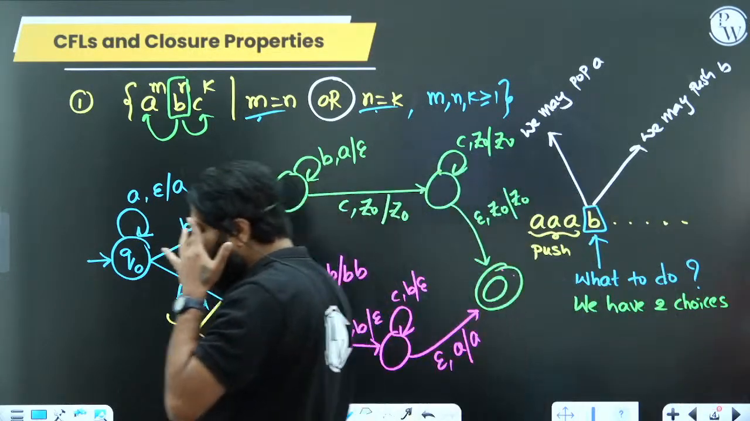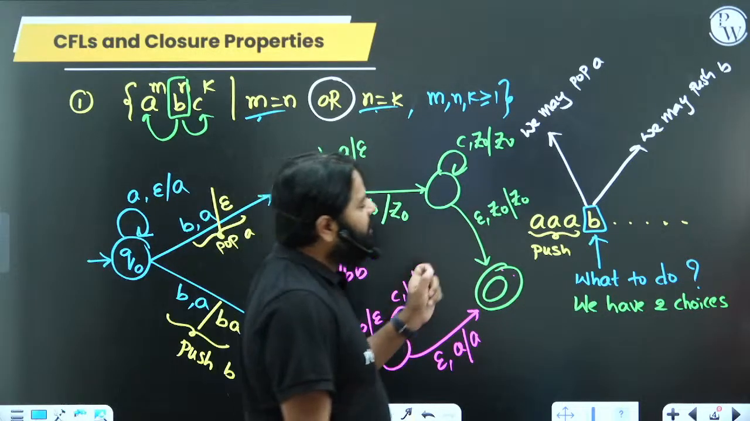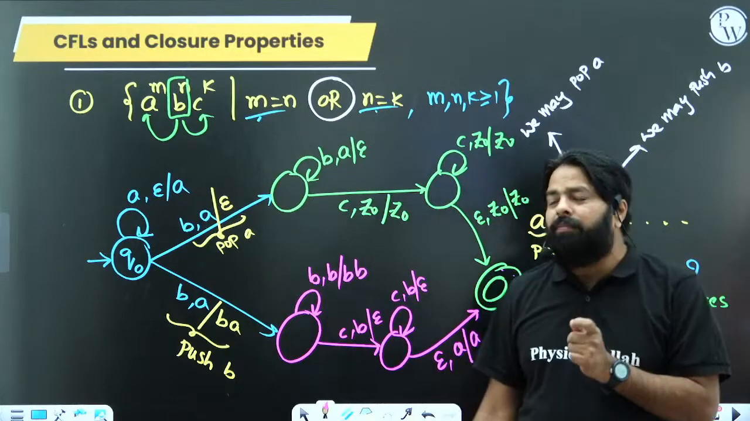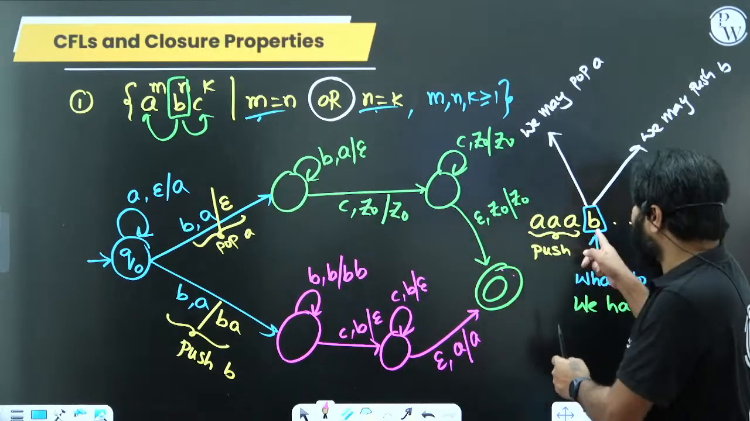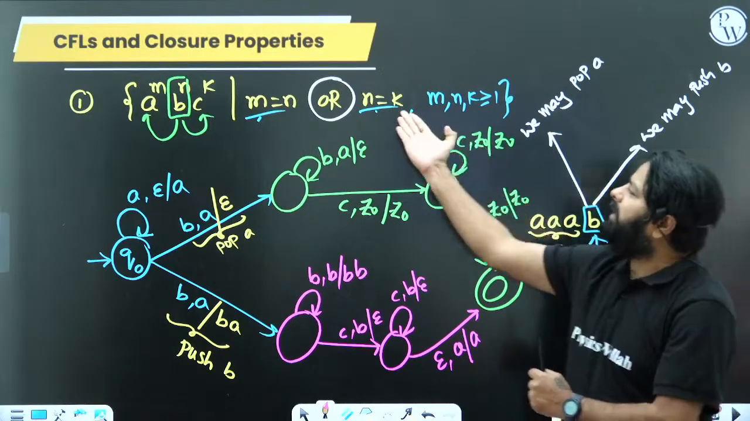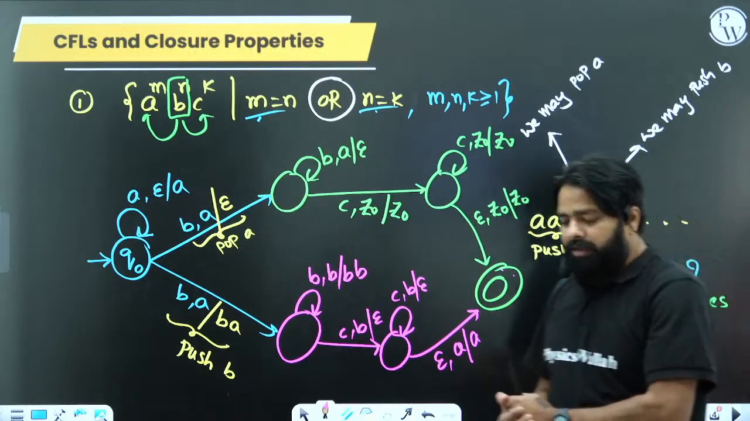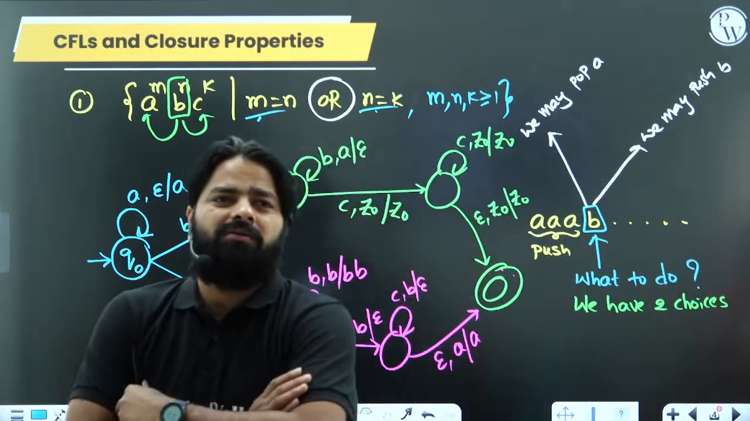That you don't design in the exam. You need to understand every step that I am explaining through example, through problem, why you have two different choices for the B. If on this B you are only popping the A, then you can't accept the strings which are n equal to k. That's a problem. Okay. Now you may ask the doubt.